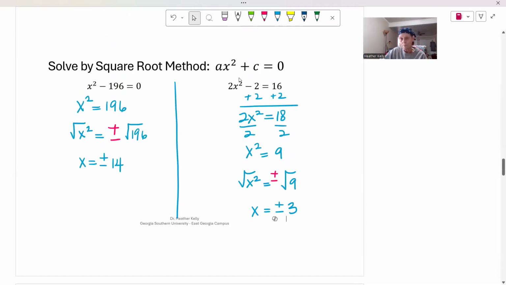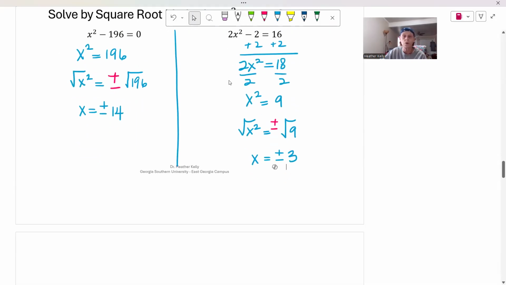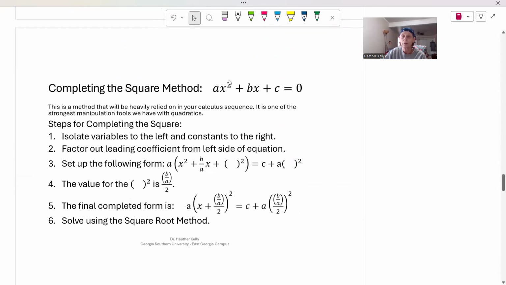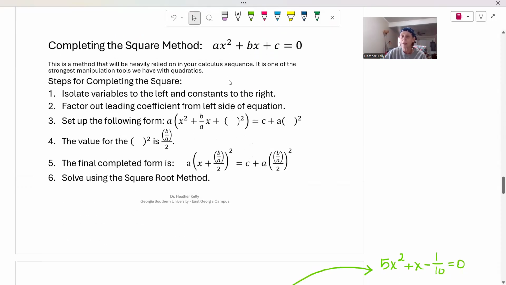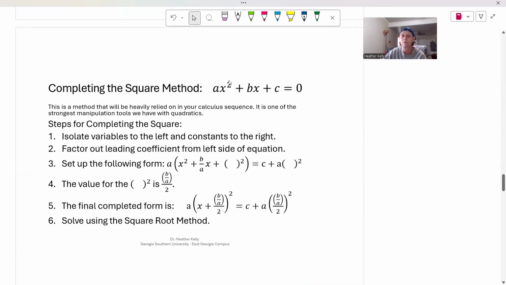Okay, now we'll do a little bit harder stuff with the square root method, but we're going to do that after we have completed the square. So let's move on to our third method here. And this method is completing the square, and this method will be heavily relied on when you hit your calculus sequence. It's a very strong manipulation tool for quadratics. So let's look at the steps here.